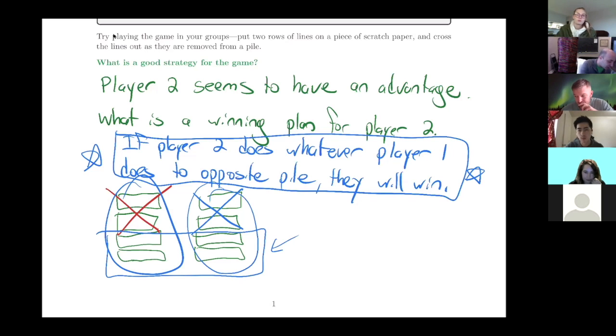So this strategy would still apply to the situation where player 1 takes everything from one of the piles. Well, then there's still something left. There's still another pile, and player 2 is going to just mimic that strategy and take everything from the other pile. Any questions?